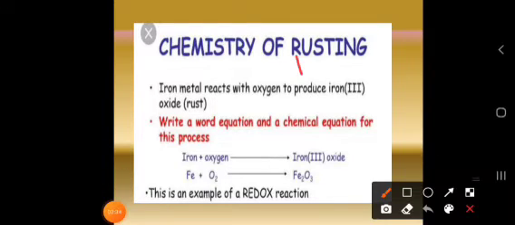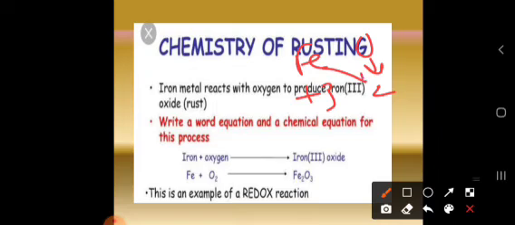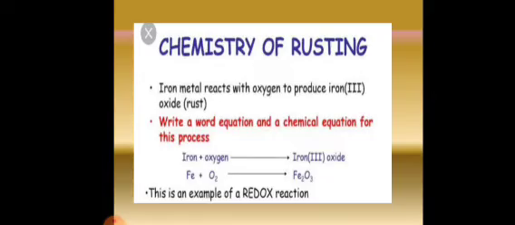Fe has a valency of plus 3, and oxygen has a valency of 2. So they exchange their valencies, and in this way it forms Fe2O3. This is an example of a redox reaction, where gaining of oxygen takes place. So this is the chemistry of rusting.